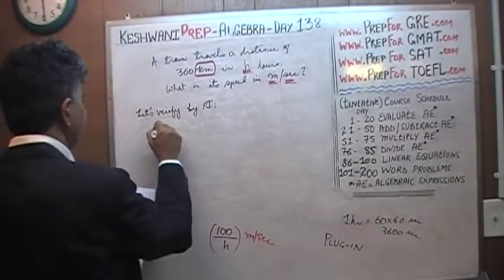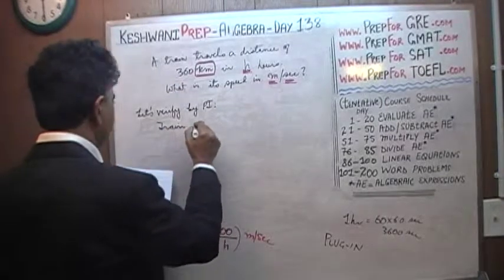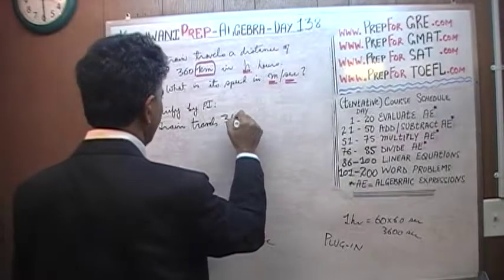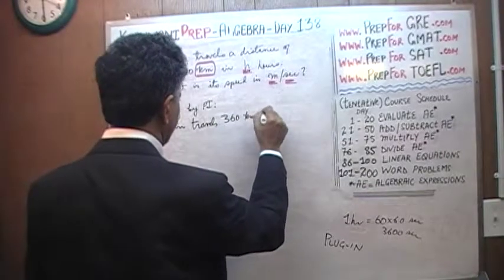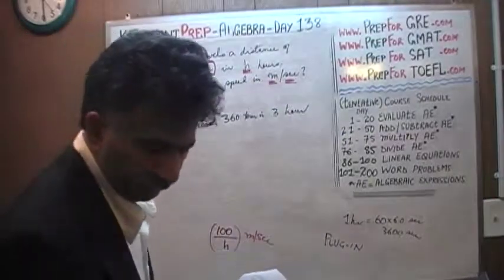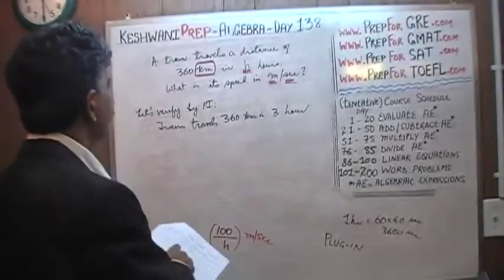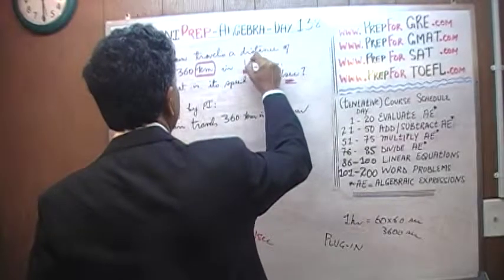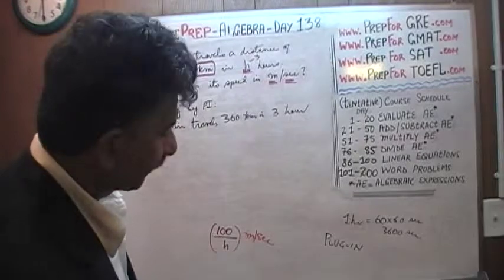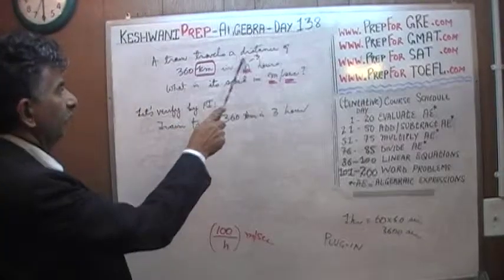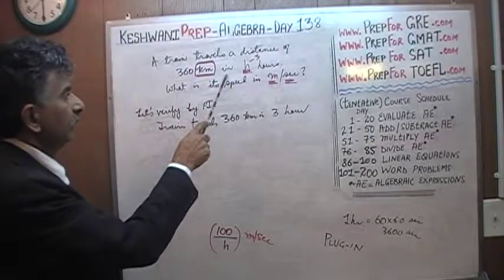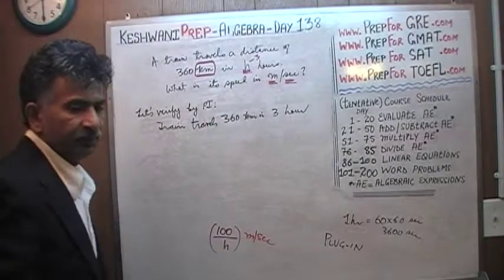Let's pretend that the train is traveling 360 kilometers in 3 hours. In other words, what we are plugging in is this part. We're pretending that h is 3. So now the question reads, a train travels a distance of 360 in 3 hours. What is the speed in meters per second?